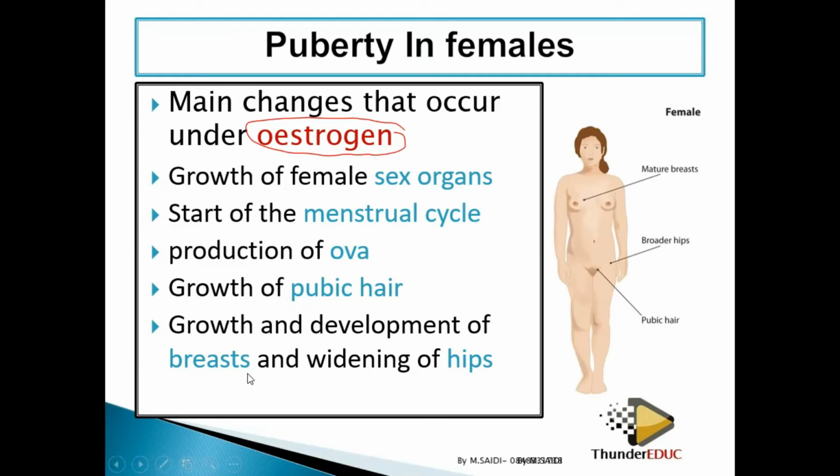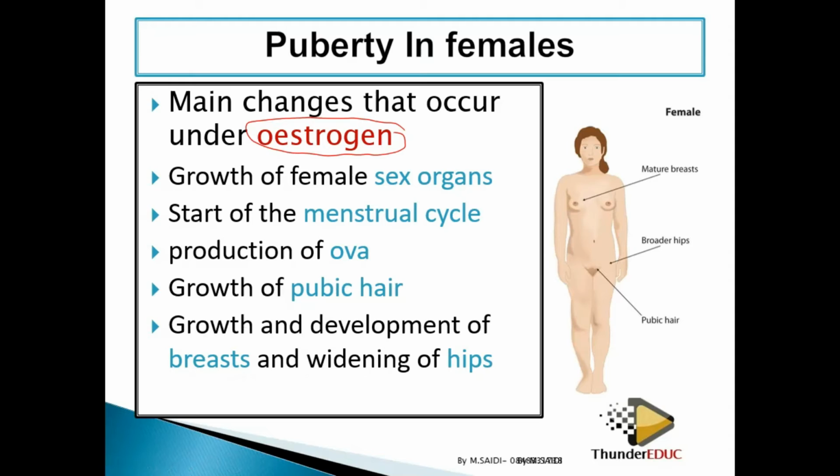Development of the breast means that the breasts are big. Which kind of breast do you have? I don't know. All right. Then you're saying that even hips. However, you can also find this in males. Why should males have hips? That's a lesson for another day. All right.